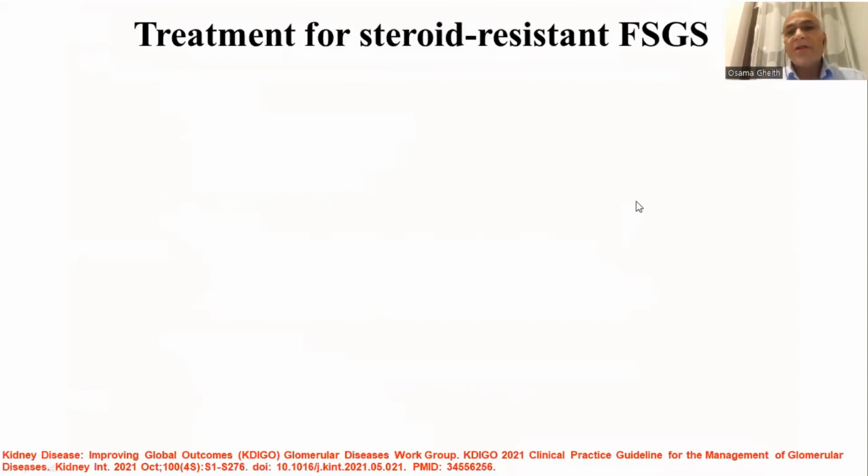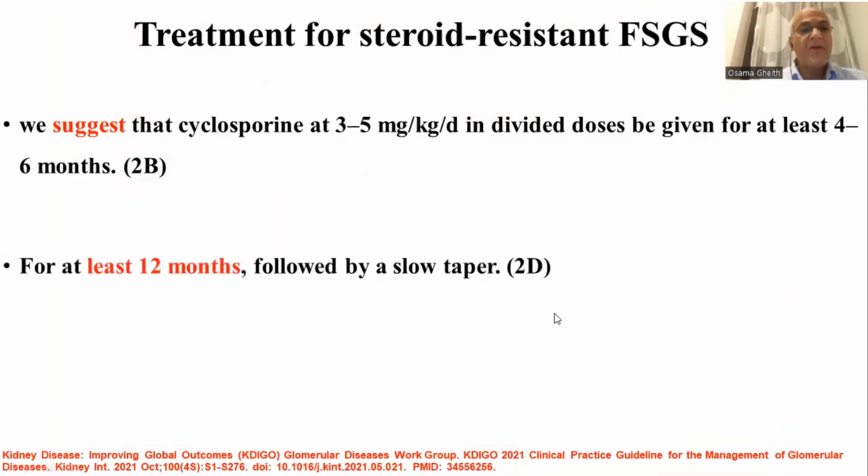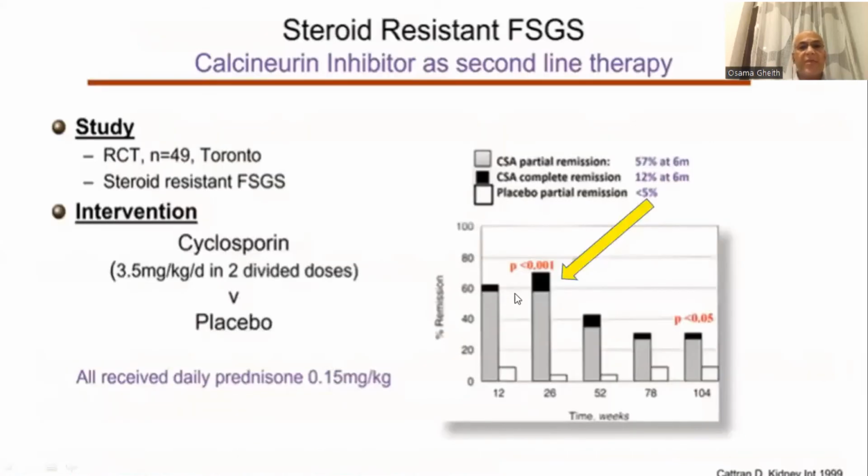What about the steroid-resistant FSGS? The KDIGO guidelines suggest using CNI, especially cyclosporin, at 3 to 5 milligram per kg in 2 divided doses for at least 4 to 6 months, for about 1 year, 12 months. And if there are side effects or intolerance to the cyclosporin, they suggest also to use MMF plus high-dose dexamethasone.